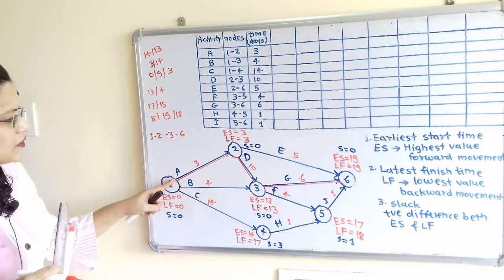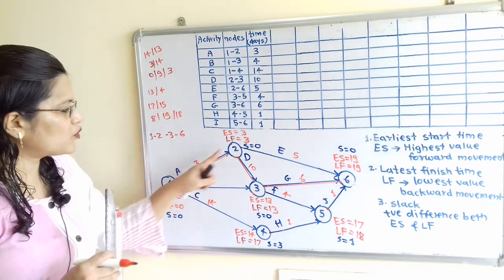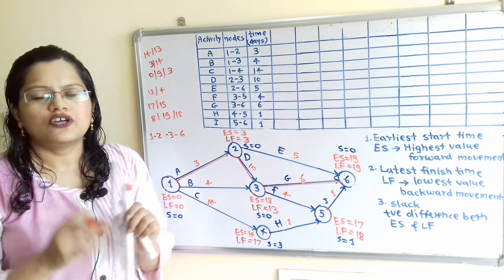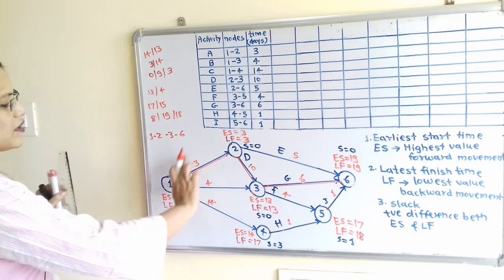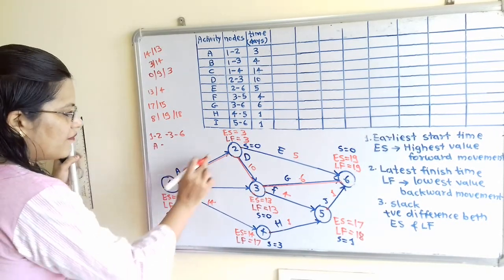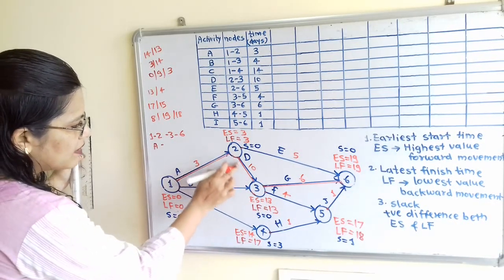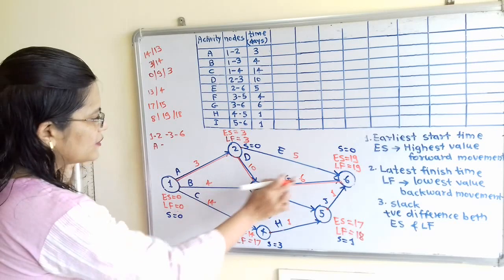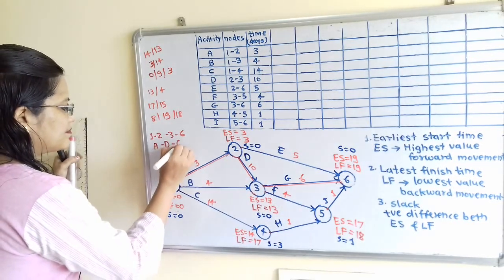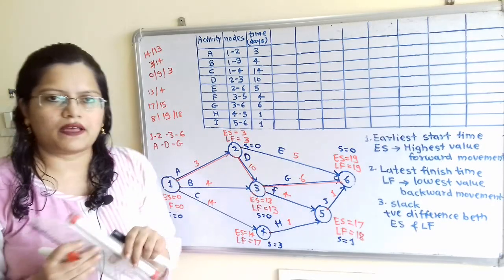So if we observe, this is the critical path. This path is known as the critical path. So we can mention here in terms of activities, that is activity A, after that it is D, and G. So these are the activities on the critical path.